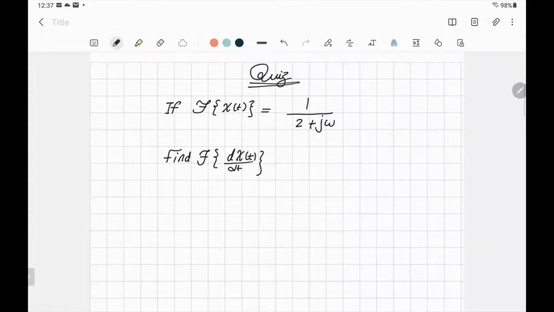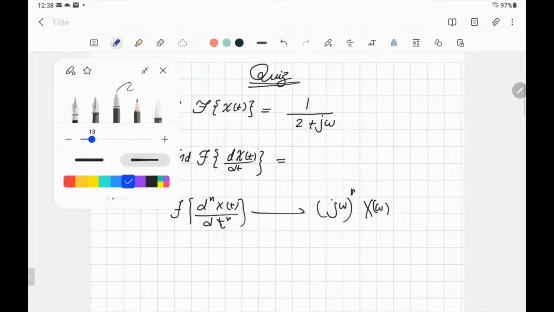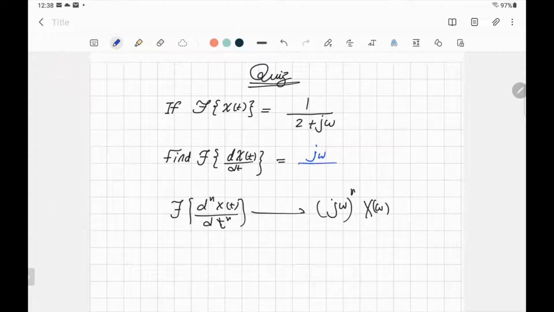When you want to find the Fourier transform of the differentiation of a function, the formula that we use is that if you want to differentiate a function n times, then for the Fourier transform, first you have to find the Fourier transform of the original function and then multiply it by j omega to the power n. In this case, you want to differentiate one time, so n equals 1. So the answer would be j omega times this one. That's the answer. Done.